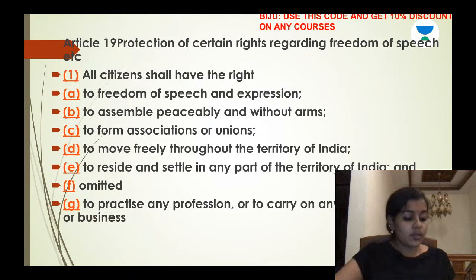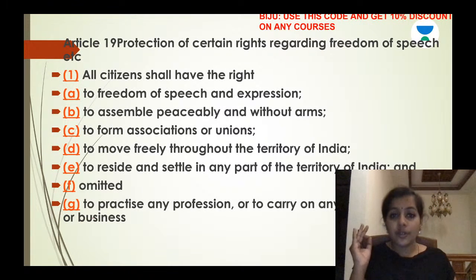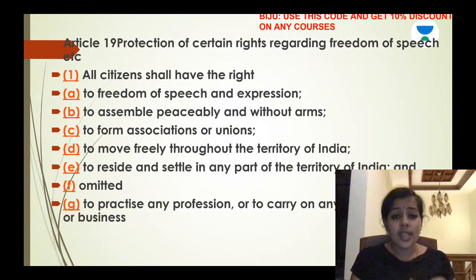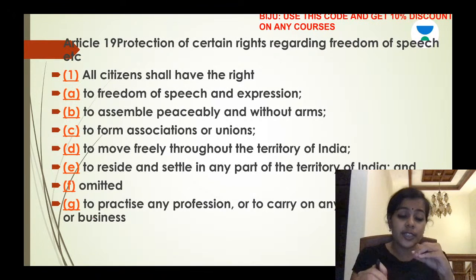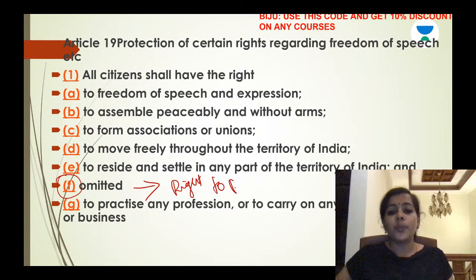So the starting is Article 19. What is this Article 19 in a nutshell? It ensures the citizens the right to freedom of speech and expression, the right to form assembly peacefully and without arms, the right to form associations or unions, the right to move freely throughout the territory of India, the right to reside and settle in any part of the territory of India. And this is something omitted; it was related to the right to property.